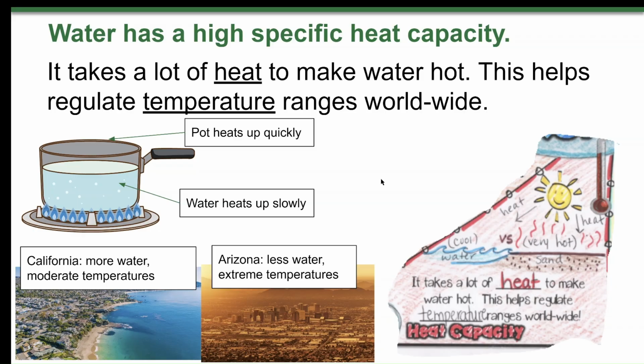All right, another thing that we want to mention is water having something called a high specific heat capacity. It takes a lot of heat to make water hot. So it takes a lot of energy in order to do this. And this helps regulate temperature ranges worldwide.